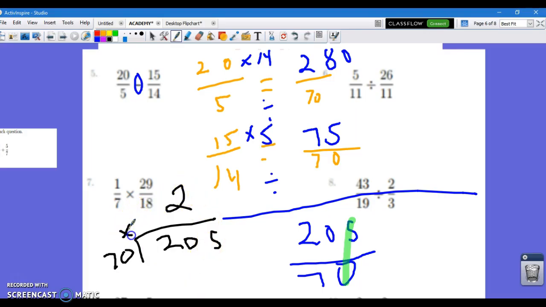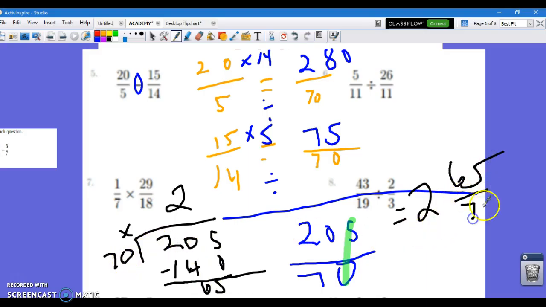Now we multiply 70 times 2. So 70 times 2 gives me 140. Right? And then we subtract. So this is a way to show your actual division work, but yet still using a calculator to help you with some of the basic function. So 205 minus 140 is 65. There we go. And now I have right over here, my whole number is 2. My numerator is 65.